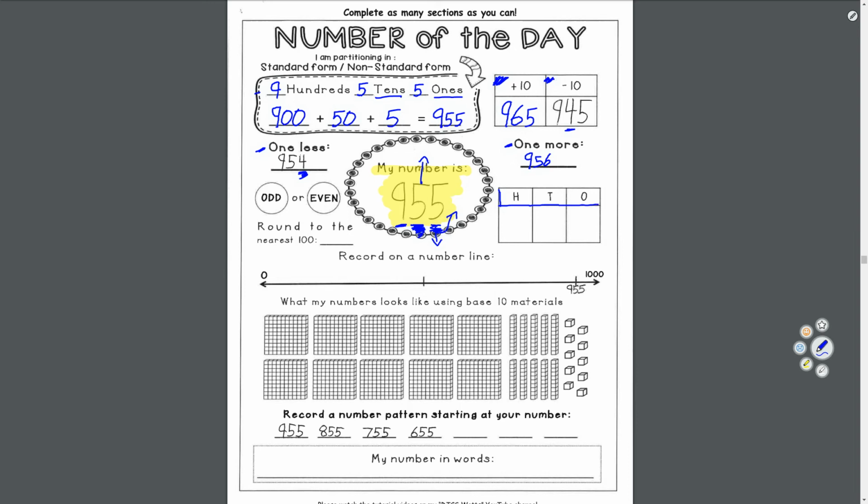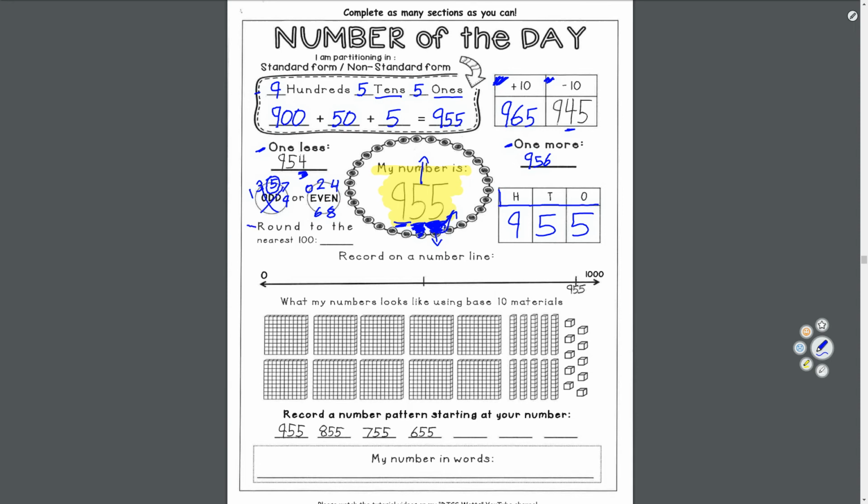Let's do our place value chart. Hundreds, tens, ones. So 9 in the hundreds, 5 in the tens, and 5 in the ones. Odd or even? Odd numbers end with 1, 3, 5, 7, or 9, and even numbers end with 0, 2, 4, 6, or 8. And the keyword is ends with. We only care about the number in the ones place. So we have a 5 in the ones, and a 5 is an odd number. So put an X there.